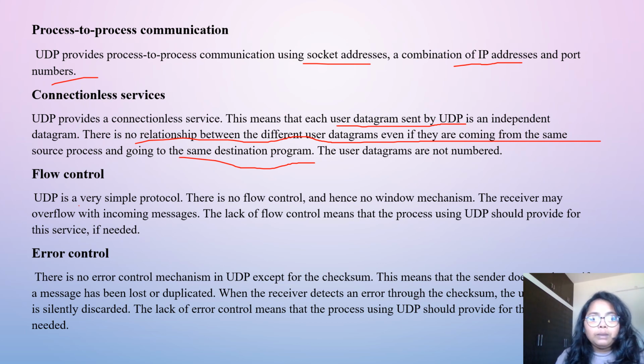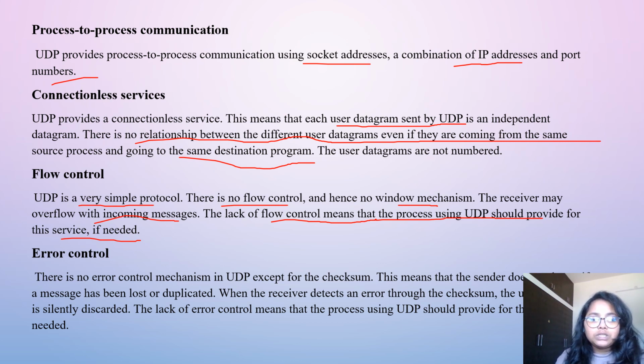Flow control. UDP is a very simple protocol. There is no flow control, hence no window mechanism. As it is a very simple protocol, UDP does not have flow control, and there is no window mechanism. The receiver may be overflowed by the incoming messages. The lack of flow control means the process using UDP should provide for this service if needed. If flow control is needed, then it should be specified.